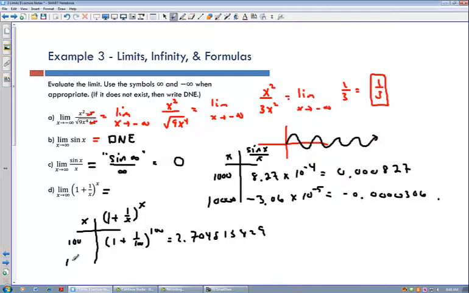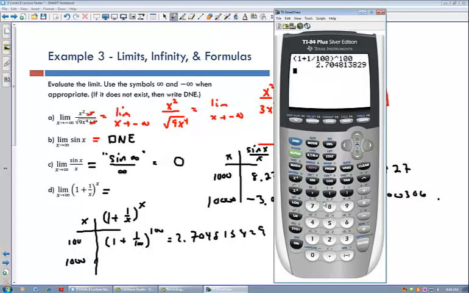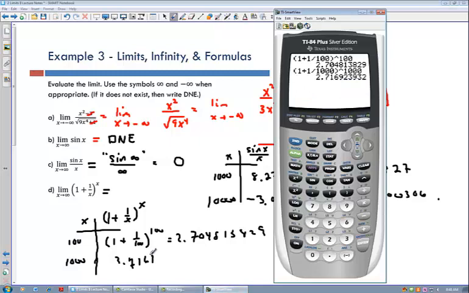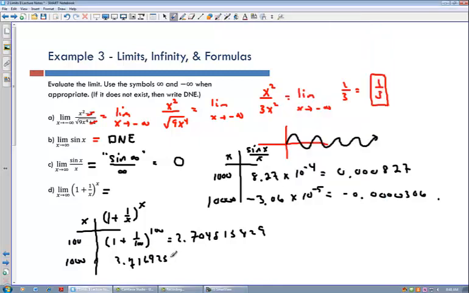Then I could do 1,000. I'm not going to copy down what I'm going to put in. I'll just put it in my calculator. So I'll just hit second entry, and I'll change that 100 to 1,000. And I'm going to see if I can figure out what this number actually is, because I have no idea. But if there is a limit, it should approach something. And then I get 2.7169239, I think it was 32.